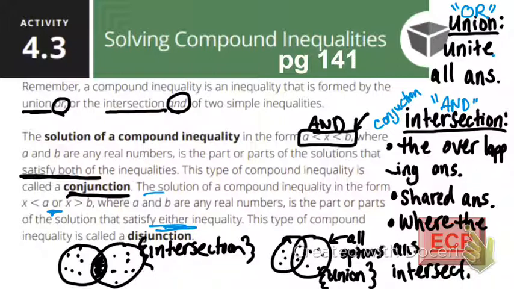So if we have a disjunction, we're looking for the union. Okay, we're going to unite all the answers together. That is or. All right, so hopefully you had that stuff written down. If not, please pause the video so you can go ahead and write any annotations so that you have all this information. But I'm going to go ahead and erase it and move on.